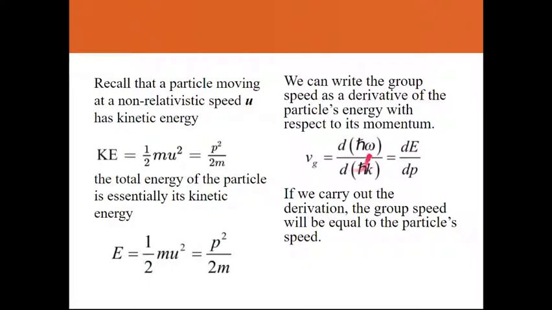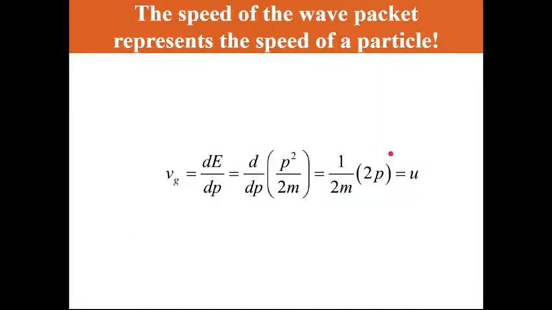So what this term is saying here, the d over d, is a derivative. This is looking at the relationship between the angular frequency of a wave packet with respect to a change in the wave number, and that ends up being related to the change in the energy of a quantum particle over the change in momentum. And if you carry out the derivation between a particle's energy and its momentum, which is supposed to be the group speed, you'll get the particle speed. So the speed of the wave packet is the particle speed. Therefore, we can use a wave packet to describe a particle. And here's the derivation.